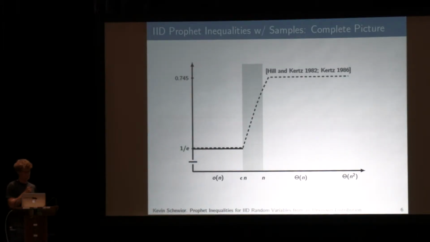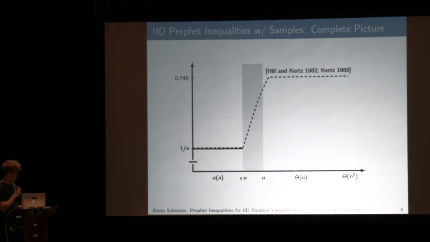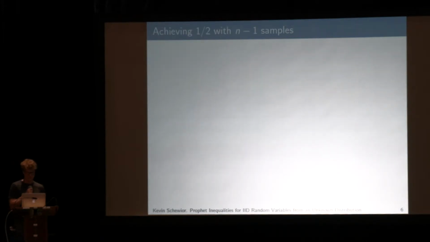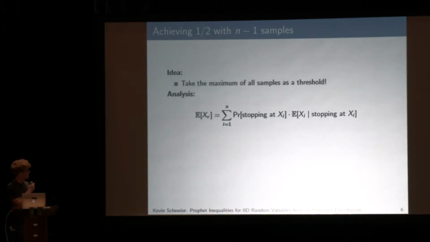Okay, but how about lower bounds? What can we achieve if we are given samples? As a warm-up, let's look at how we can achieve 1/2 with n-1 samples. 1 over e is roughly 0.37, so we are now going to improve that value given n-1 samples. Let's look at a very simple idea. You just take the maximum of all the samples and set it as a threshold for accepting any other value. Whenever you see a value that's larger than all the samples, you're going to accept it.